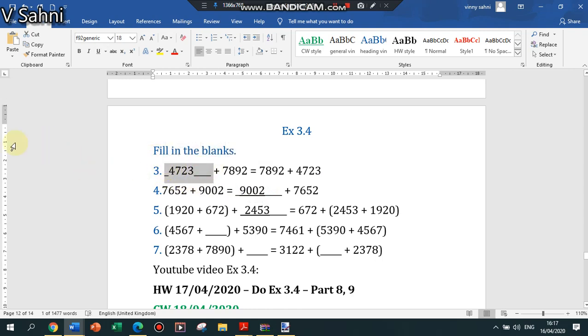What is the difference between the order property and the grouping property? The order property is based on two numbers and the grouping property is based on more than two numbers, that is three numbers, and it will always have a bracket. If you have three or more than three numbers, then you can group them in any way and the addition sum will remain the same.